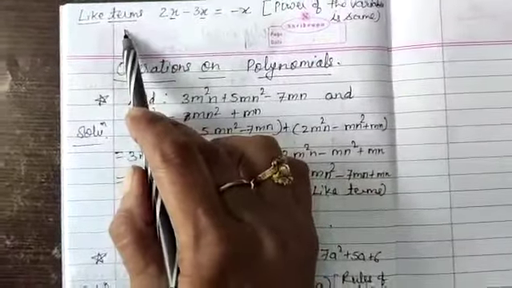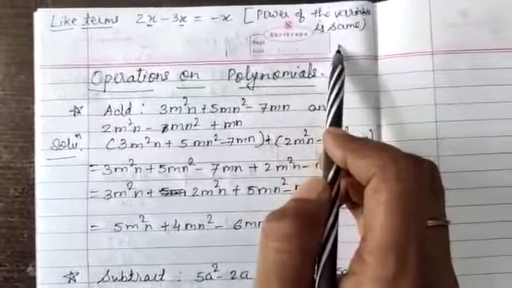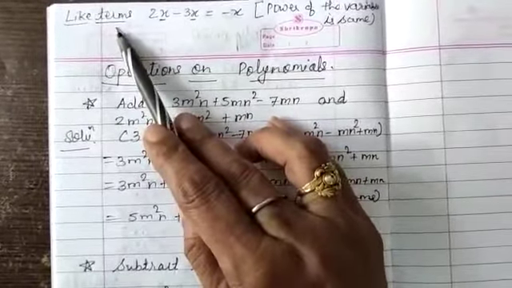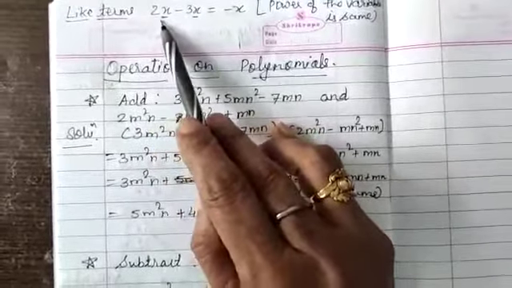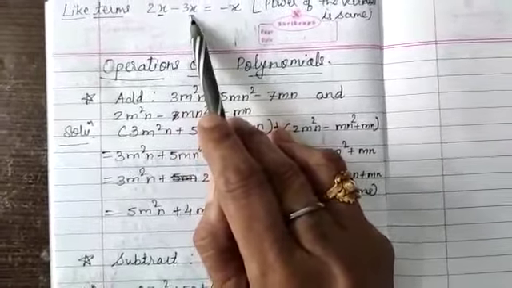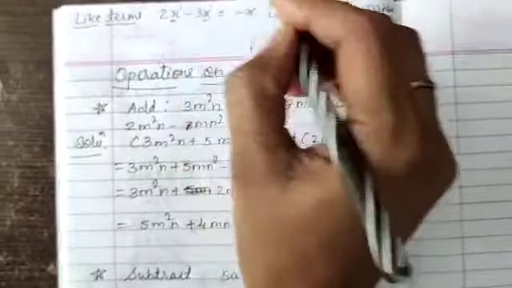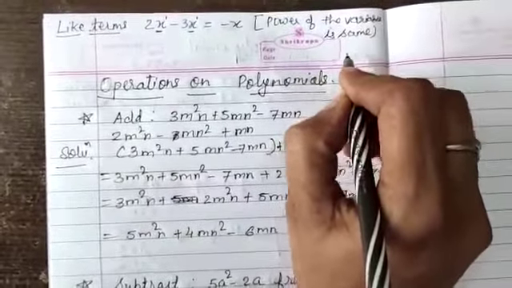Now like terms means what? If the powers of the variables is same, it is called as like terms. So if the terms are like, then only you can add and subtract. You can see here 2x minus 3x. What is the variable here? X. And what is its power? Its power is 1. Means the power of the variable is same. So you can add and subtract.